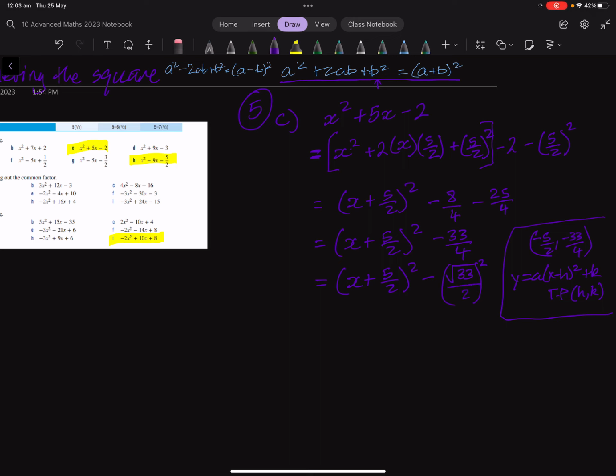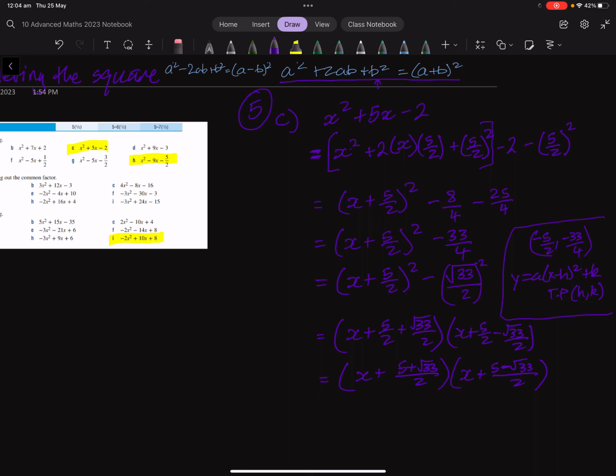4 is a perfect square, so I can just make that denominator 2, and then when I square it, I definitely now have the difference of 2 squares. So I can write this as x plus 5 over 2 plus root 33 over 2, and x plus 5 over 2 minus root 33 over 2. You'll probably notice in the book they'll have it as x plus 5 plus root 33 all over 2, x plus 5 minus root 33 all over 2. It's the same thing, and if you had it written in either of those forms, I'd give you the marks.